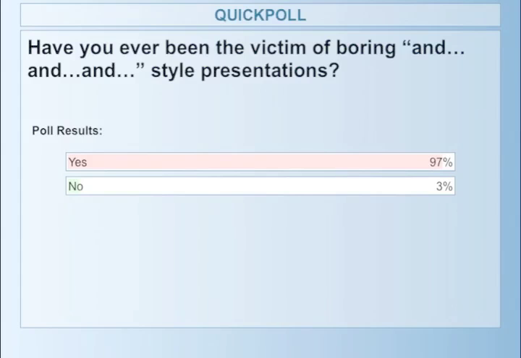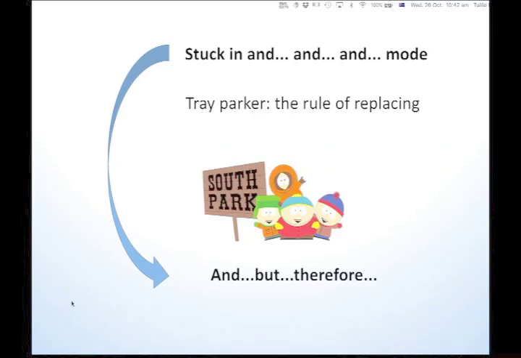Terrific. So we've all been victim of this, but now I'm going to tell you how to fix this and how to improve your own presentation style so that you can change the world and make awesome presentations and videos and blog posts, whatever you like. So you have to use this rule of replacing, of changing those "and then" with "and, but, therefore".